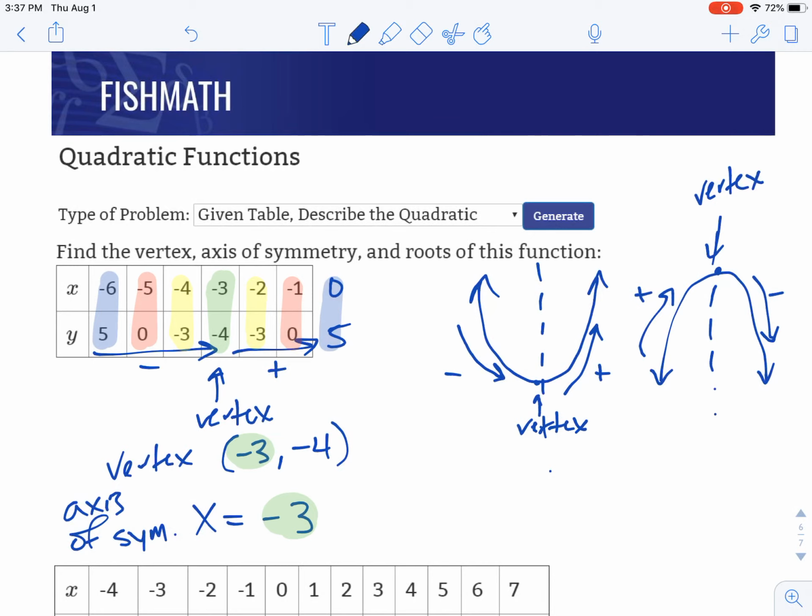Now for the roots we look to see when are the y values equal to 0. Because those are also known as the x-intercepts, and that's when y equals 0. So we look for the x values that have a y value of 0. And those are our two red ones in the table. That happens when x equals -5 or x equals -1. So that's how we find the roots, given a table.